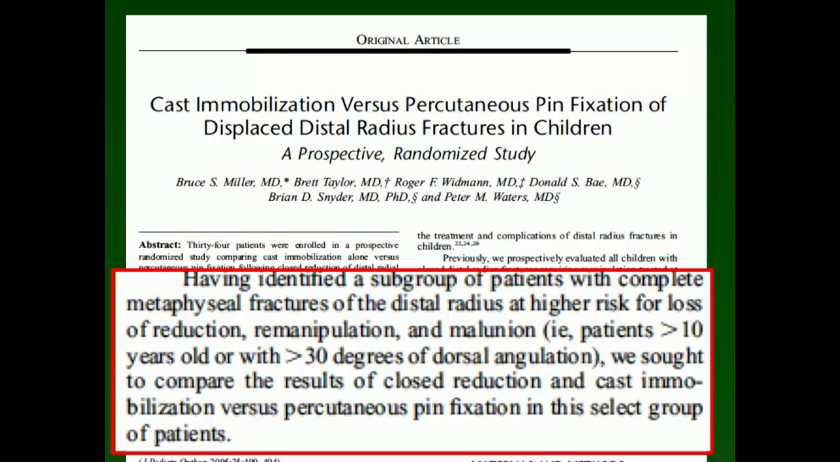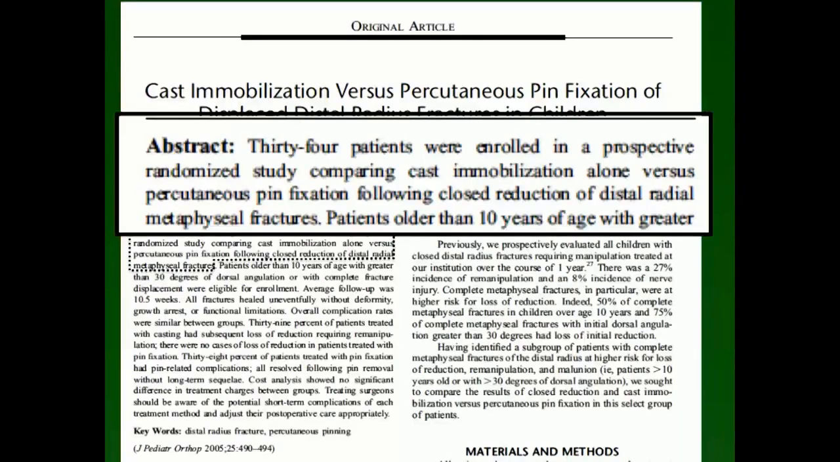Well, I think a lot of it depends on how good you are at putting the cast on. If you put the cast on well, we have very little problems with it. But if you don't put a good cast on and you just put a circular cast, there's probably a higher incidence. Now, what they found was they had 34 patients in the study, and they were randomized.